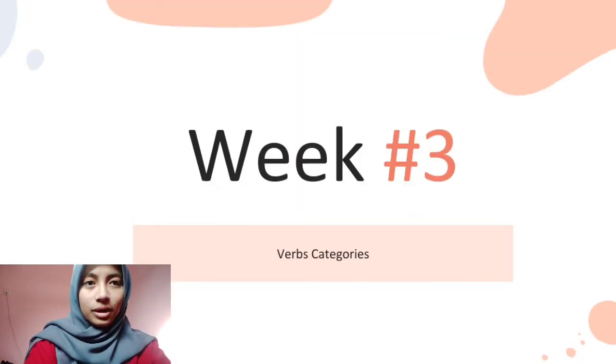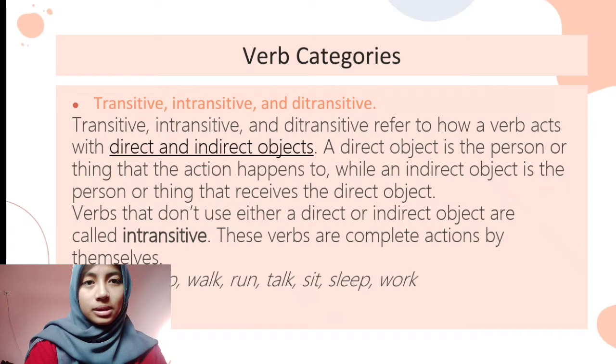Next, verb categories. Number 1, transitive, intransitive, and ditransitive. Transitive, intransitive, and ditransitive refer to how a verb acts with direct and indirect objects. A direct object is the person or thing that the action happens to, while an indirect object is the person or thing that receives the direct object.